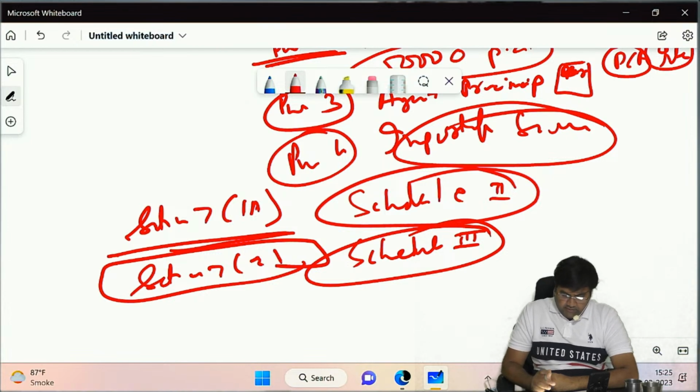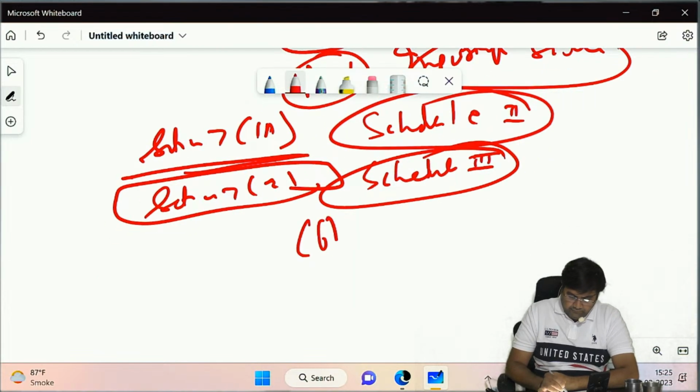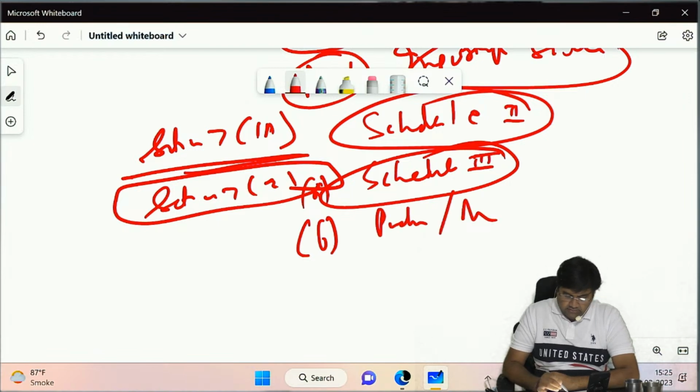Then section 7 subsection 2 clause B. So this is clause A. Clause B basically empowers the government that they can notify. So what they notified? Panchayat, municipality, and the second one is license fee for granting alcoholic liquor for home consumption.